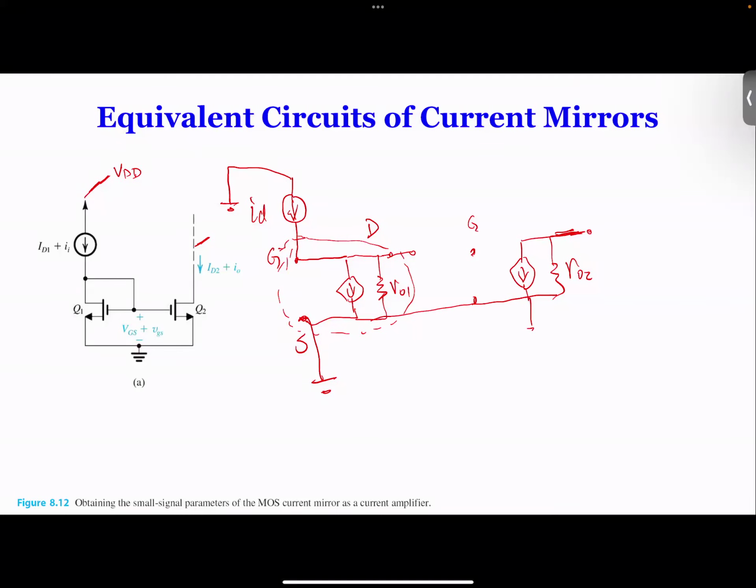So what is connected to the gate? The gate is connected to the gate of Q1, and the gate of Q1 is connected to the drain of Q1. So therefore, we would simply connect these 2 points. So this is like a process, right? So we connect it. So this is G2, D1, and D2. So now we have this whole circuit plotted.